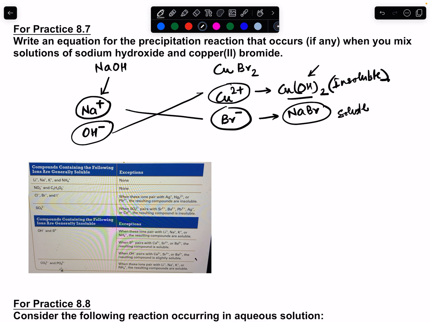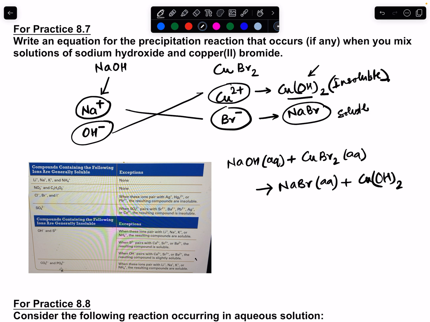So let's go ahead and write the reaction out. That's going to be NaOH(aq) plus CuBr2(aq) gives us, we'll write these two out, NaBr(aq) because it's soluble, and then plus Cu(OH)2. This one's going to be insoluble, so we put an (s). Okay.